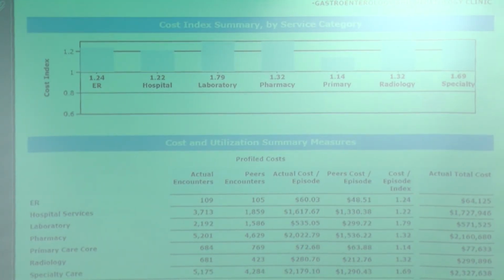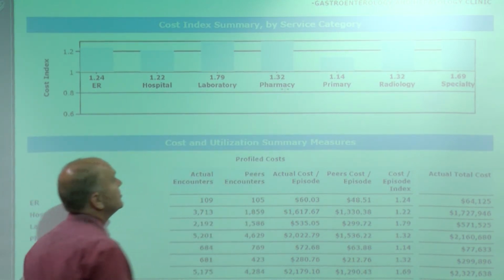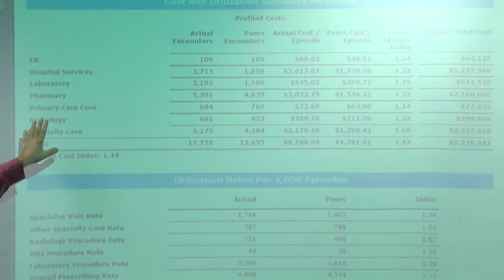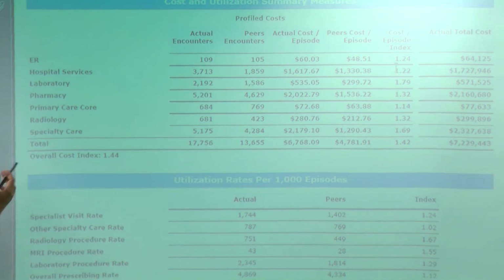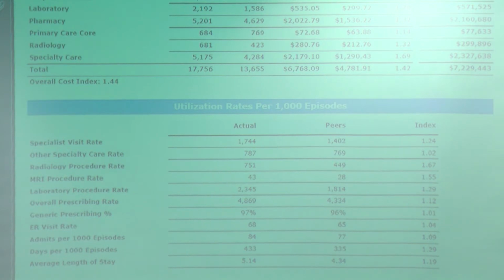This one here tells you where the doc should be focusing. So his peers use 24% less ER. His peers use 22% less hospital, 79% less laboratory, 32% less pharmacy. Basically, across the board, these guys use services up the gazoo. Now, I don't know if you guys recognize who this clinic is, but these guys use services. And if you come down here, those services are broken out in profile cost versus actual cost, and you can actually then see the utilization here. I look at this now and I simply say, you guys use everything more than anybody. And that's just a bad thing.